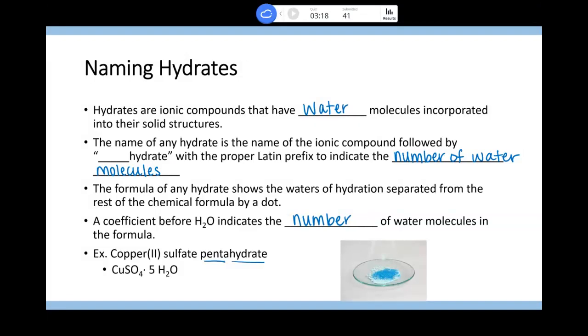Oh, right here? No, this is just saying this can be monohydrate, dihydrate, trihydrate. It's a Latin prefix right there. Okay, so these are hydrate molecules.